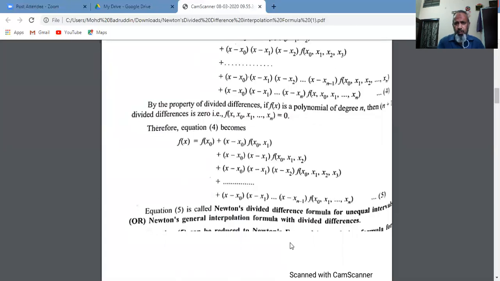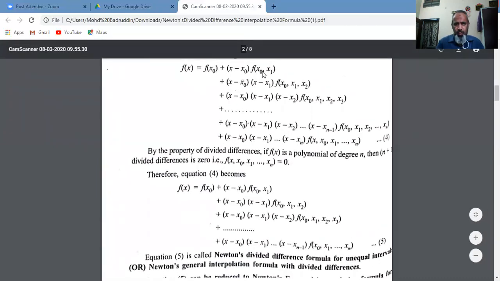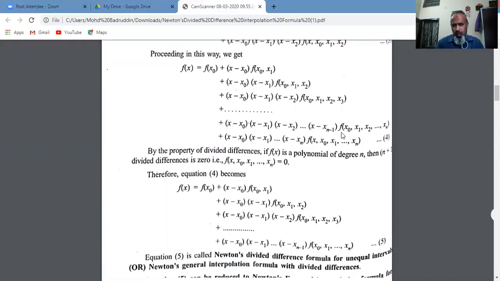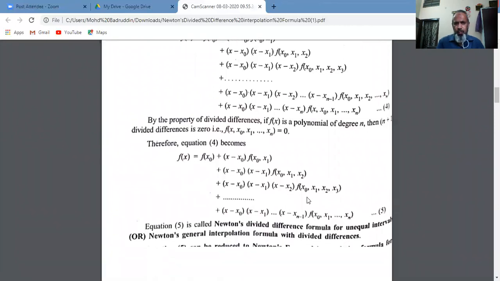then equation 4 will become f of x naught plus x minus x naught into f of x naught x1 plus x minus x naught, x minus x1 into f of x naught x1 x2 plus and so on. So this will be the last term: x minus x naught, x minus x1, up to x minus xn minus 1 into f of x naught, x1, x2, x3, up to xn. So this equation we are representing as equation number 5.